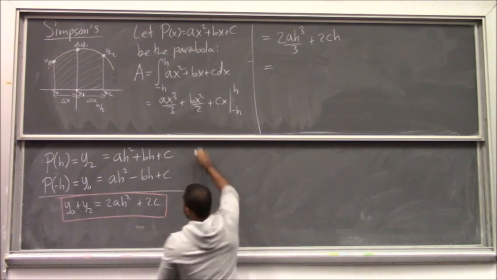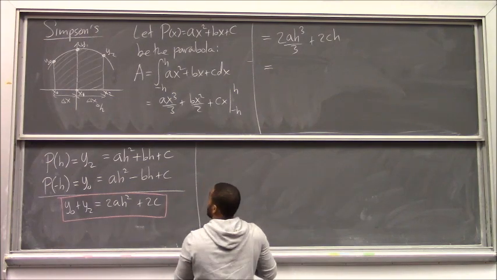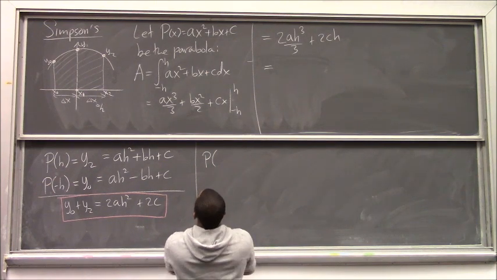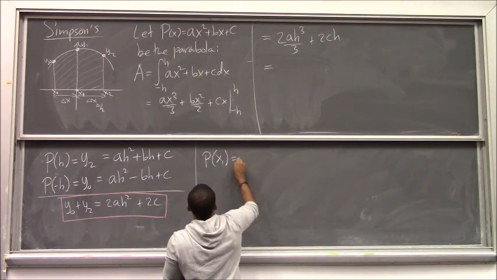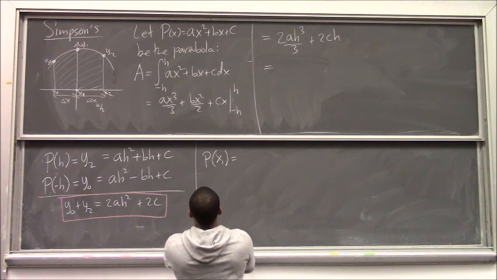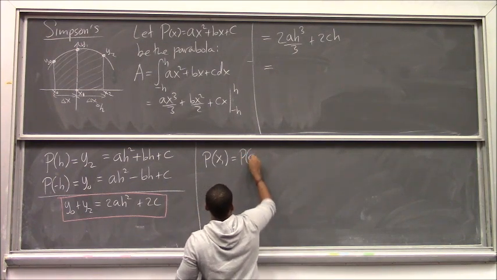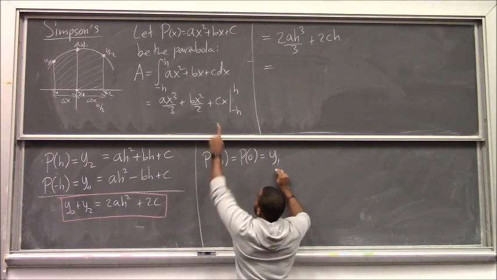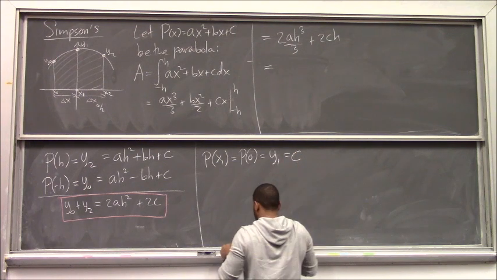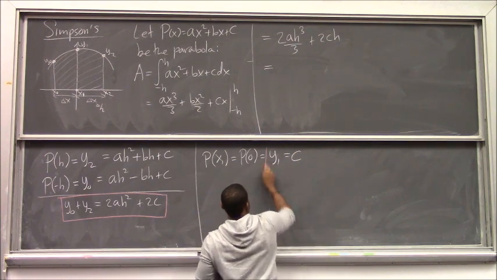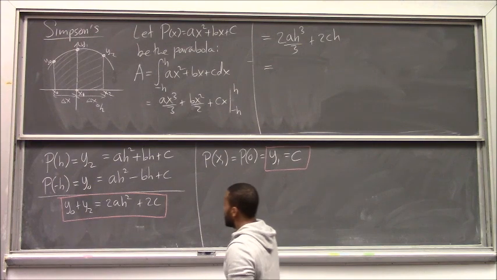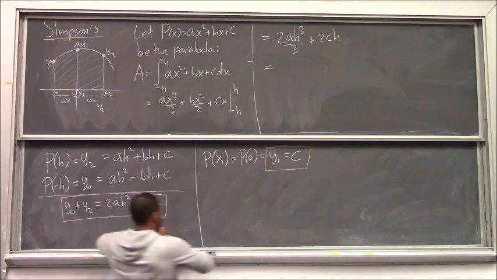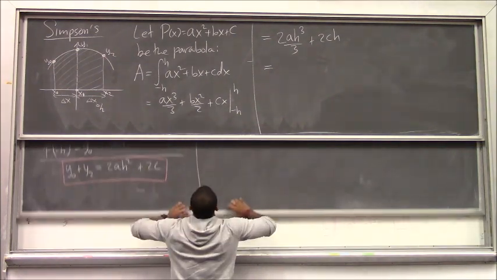Another thing that we can note from this parabola is that p of x1 is just going to be, well, p of 0, essentially, which is going to be y1. But that, if I plug into the original formula, is just c. So I also know that my y1 is c. What are we going to do with that? Well, now, using these two, we're going to go back up there.